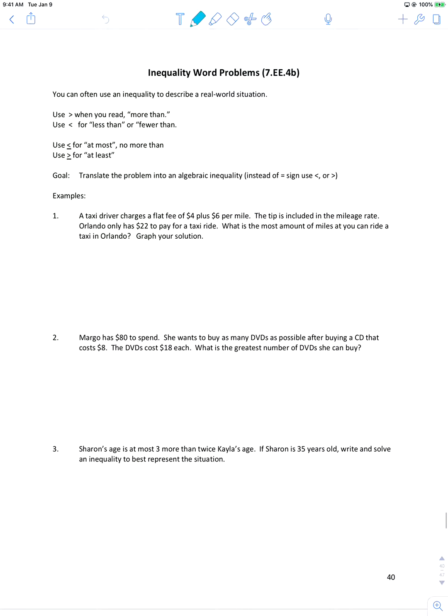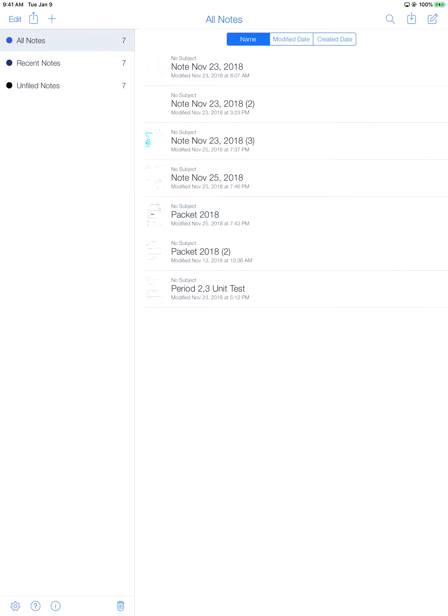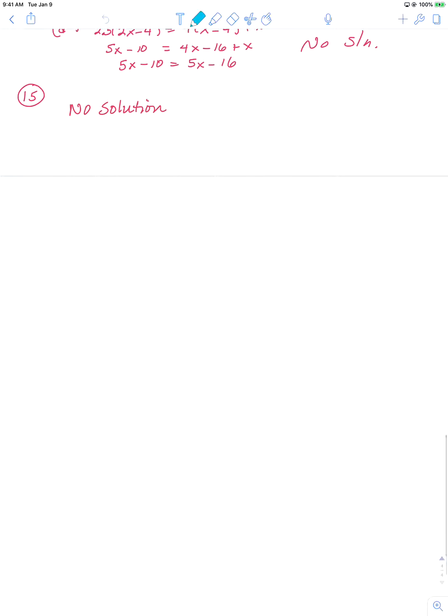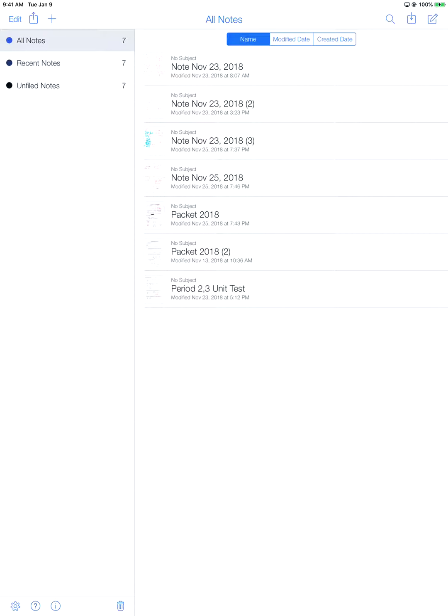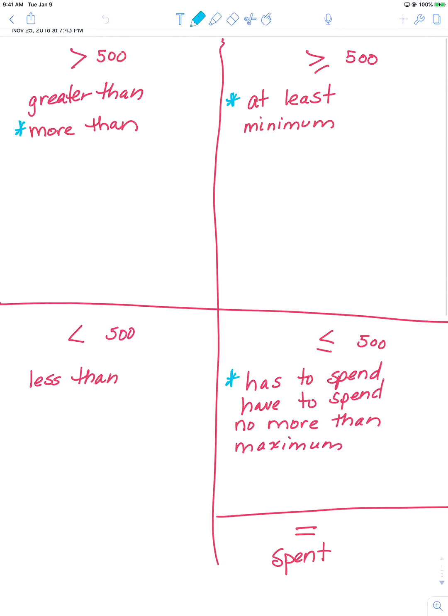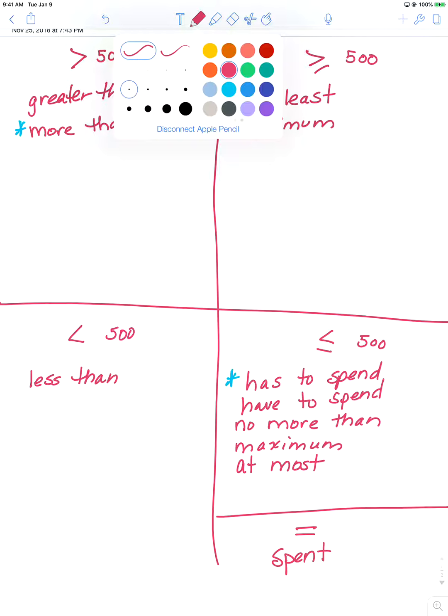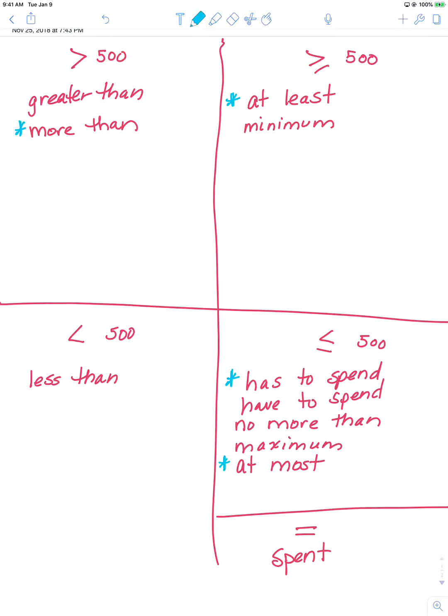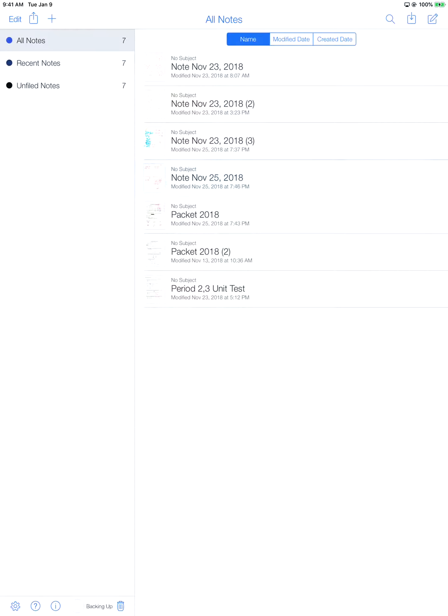Okay, going back to word problems now. Oh, I already think I see one. At most. At most can be down here. And I would put a blue star next to that as well. At most can't be more, but could be less.